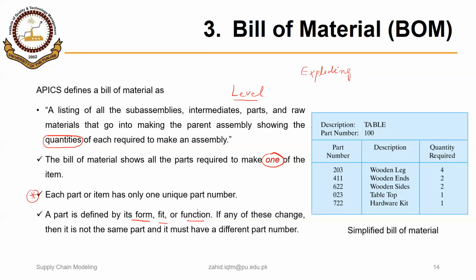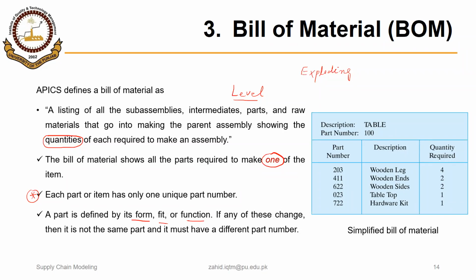If any of these changes, then it is not the same part and it must have a different part number. So for example, if two parts are the same, but you change the material, the size and dimensions are the same but the material is changed, that will become a new part altogether. Similarly, if you change some other important factor that distinguishes that part, for example, in certain cases, if the color is changed, a change in color actually identifies a different part, so that will require a new part.